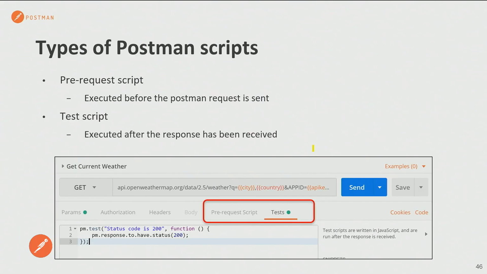Now, there are two types of scripts we can write. We saw a little bit of the test scripts in the fundamentals session, but another type of script is called a pre-request script. And this is a script that is executed before we actually send the request. You can see the two tabs there, pre-request and test.